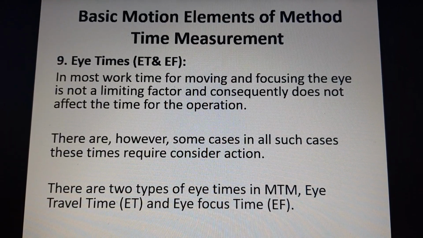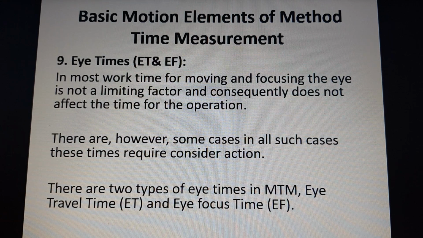The eye times. This is very interesting. The eye times are basically the work time for moving and focusing the eye, and it's not a limiting factor, and consequently does not affect the time for the operation. There are, however, some cases. In all such cases, these times require considered action. There are 2 types of eye times: the eye travel time, which is ET, and the eye focus time, which is EF.